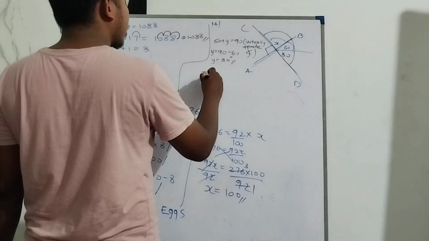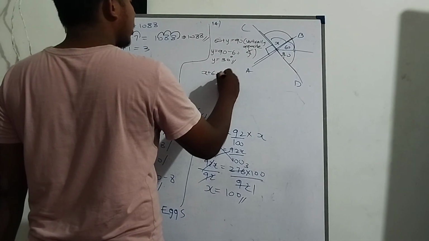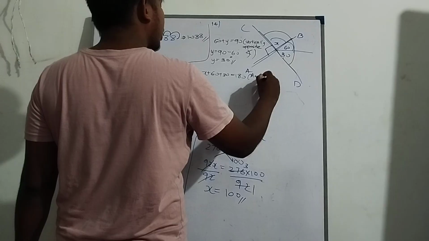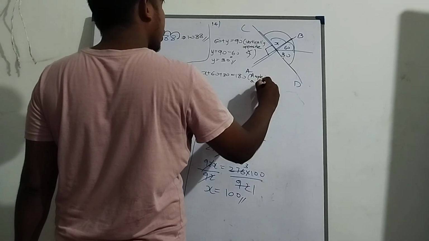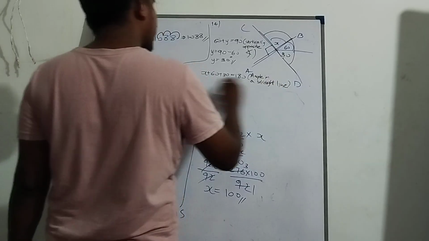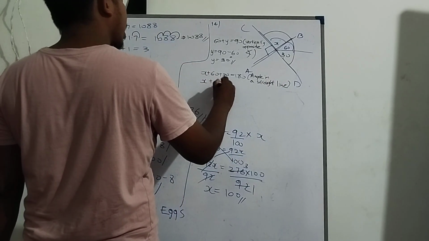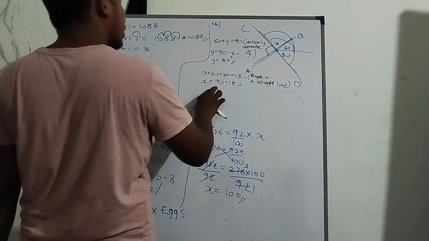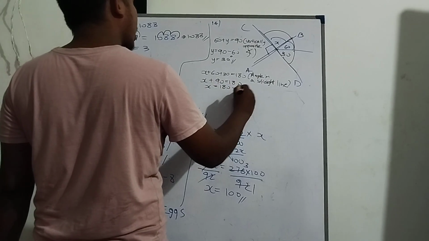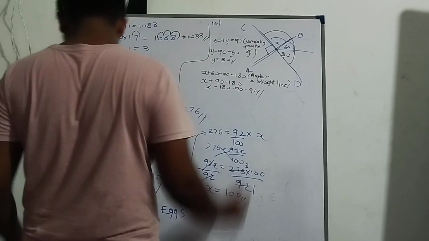Let's find the answer here. X plus 60 plus 30 is equal to 180. What is the reason? Angle in a straight line. Okay. So 60 plus 30, the answer is 90. 90 is equal to 180. You bring this 90 here. X equal 180 minus 90. The final answer is 90 degree. Okay.